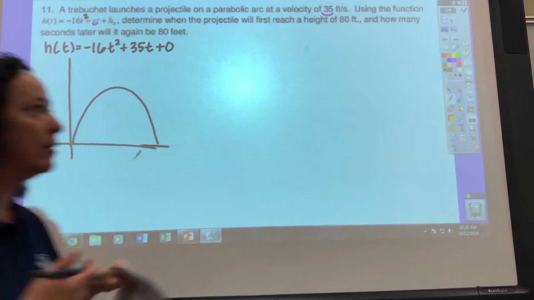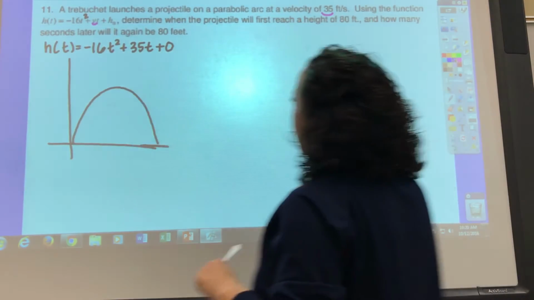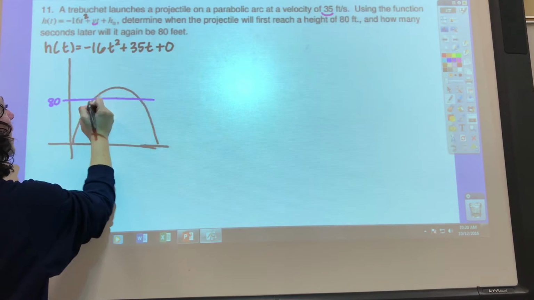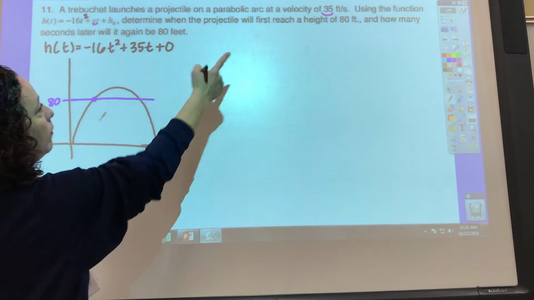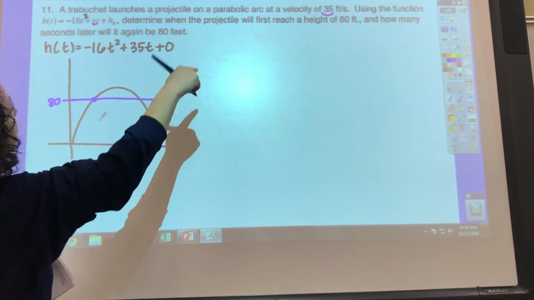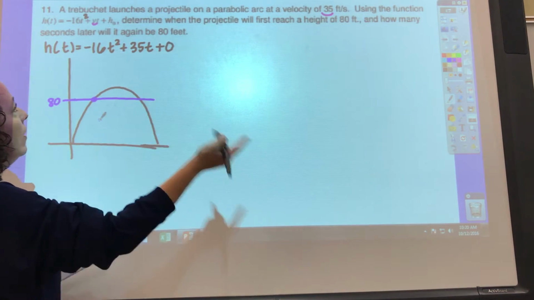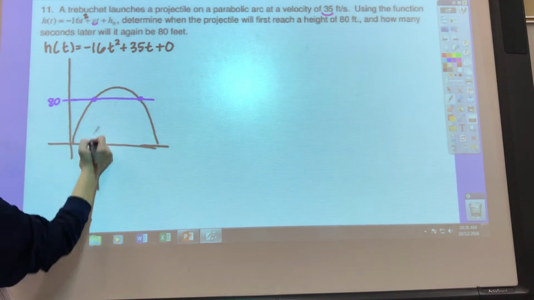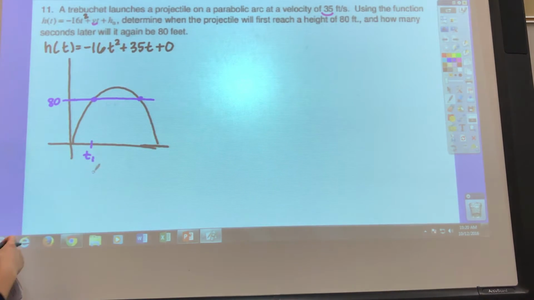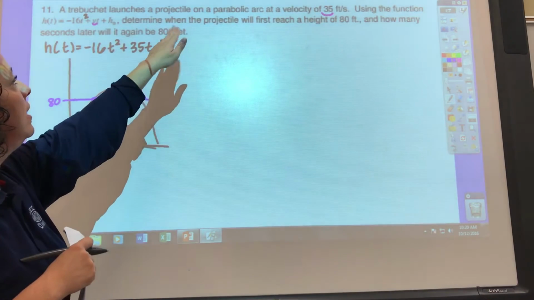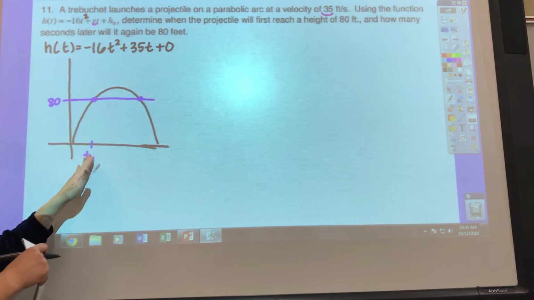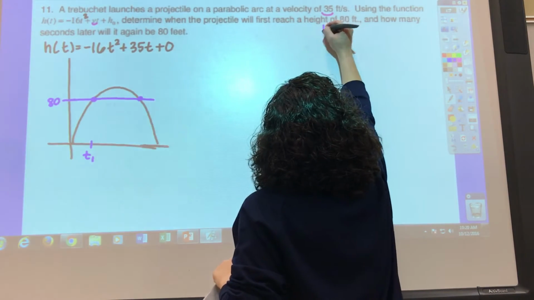So just like the last one with the cloud cover, we're thinking, okay, 80's got to be somewhere right here. And we want to know when it first reaches 80. Here is what it's asking for, when it first reaches 80. And then how many seconds later will it again be 80 feet? So there's two things we're answering here. We need to find this t sub 1. That's the first answer. Determine when the projectile will first reach a height of 80.